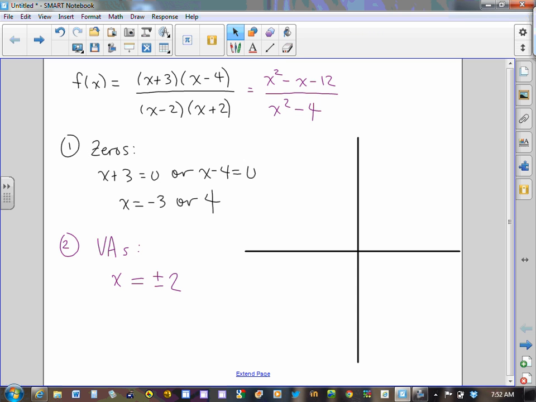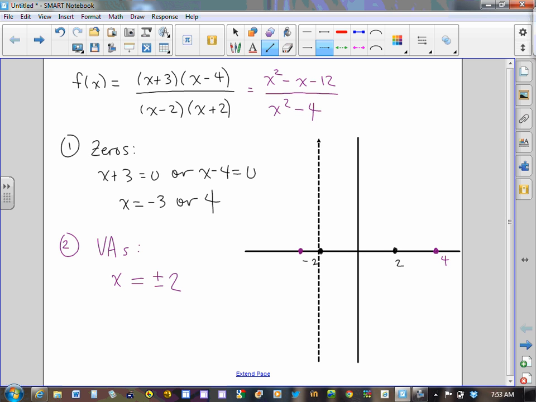So let's plot the information that we do have so far. So we have our zeros and our VAs. So if we place our VAs equally distant from each other, that's at minus 2 and 2. And then we'll also plot our zeros. So our zeros again are at minus 3 and 4. So let's add a dashed line or a trend line just to indicate where those VAs happen to be.